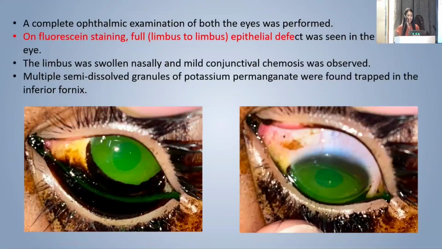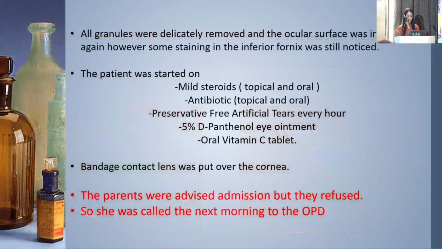On fluorescein staining, a full limbus to limbus epithelial defect was seen. The limbus was also swollen and there was conjunctival chemosis. All the granules were delicately removed and the surface was irrigated again. The patient was then started on mild steroids, antibiotics, preservative-free artificial tears, 5% dexpanthenol eye ointment and oral vitamin C tablet. The parents were advised admission but they refused.